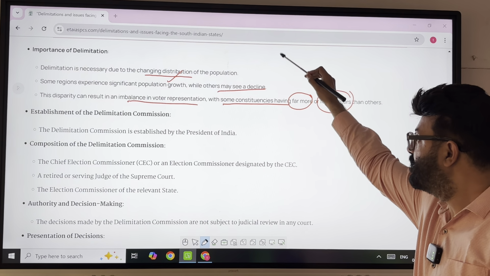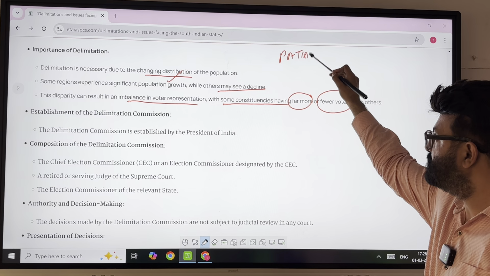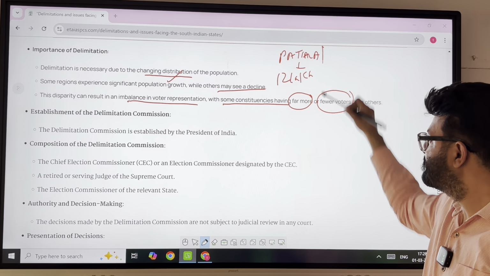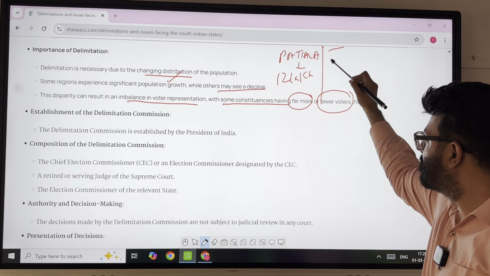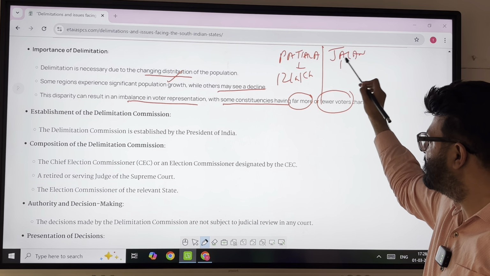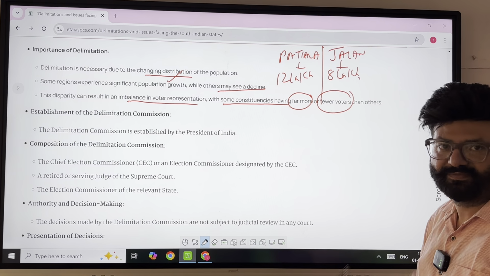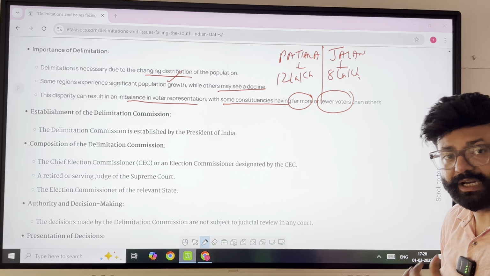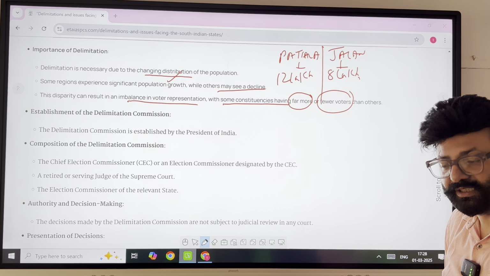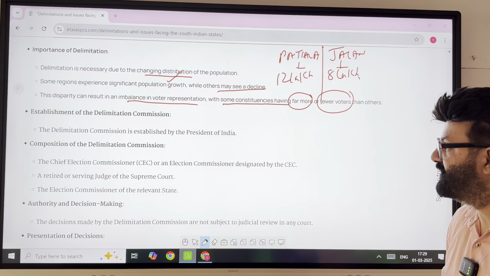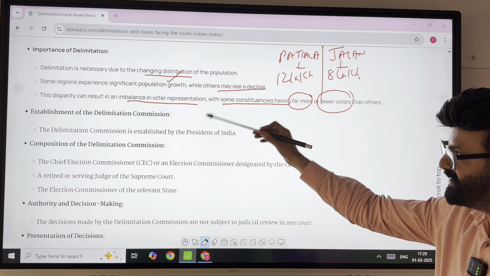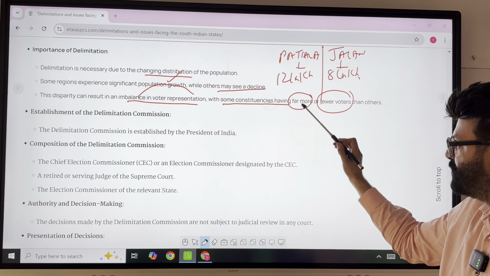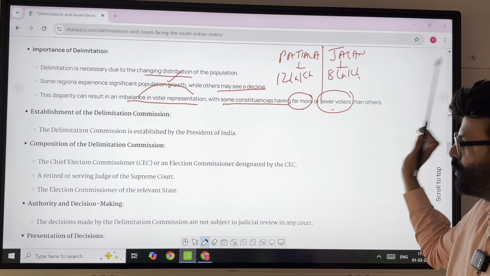Let's say Patiala constituency has 12 lakh voters, whereas let's say Jalandhar constituency has 8 lakh voters. This is against the sense of delimitation, because 4 lakh voters will be more in one constituency and 4 lakh voters will be less in the other constituency. So this is how this disparity can result in imbalance in voter representation, with some constituencies having far more or fewer voters than others.